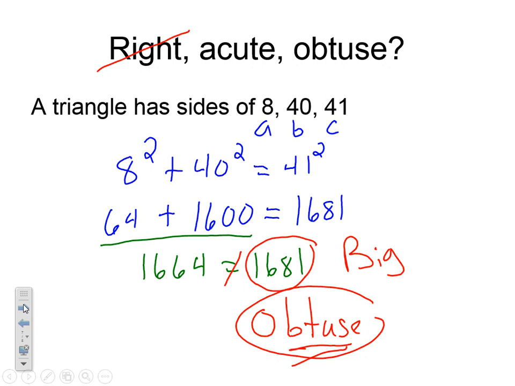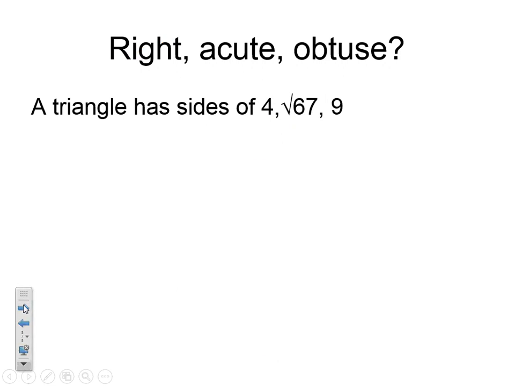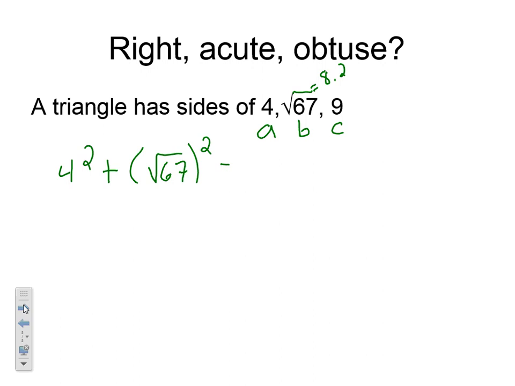All right, off to our last example. Now when we check this, first thing we have to do, we have to have our A and B be our smaller numbers. So the square root of 67 is approximately 8.2, so that's going to be smaller than 9. So I'm going to call that A, B, and C. So I have 4 squared plus, make sure you guys, whenever you take the square of a square root, put it in parentheses. So it's going to be parentheses square root of 67 squared equals 9 squared. So 4 squared is 16 plus, those cancel, so it's going to be 67 equals 9 squared, which is 81.